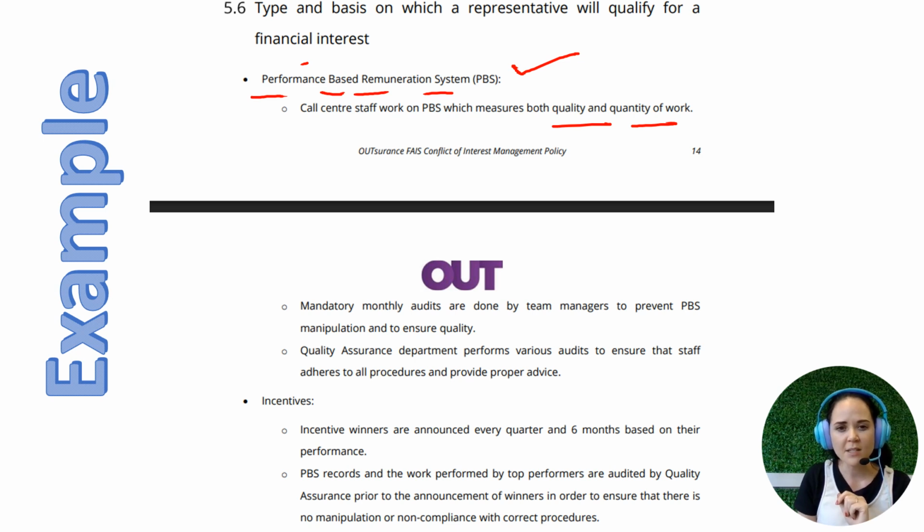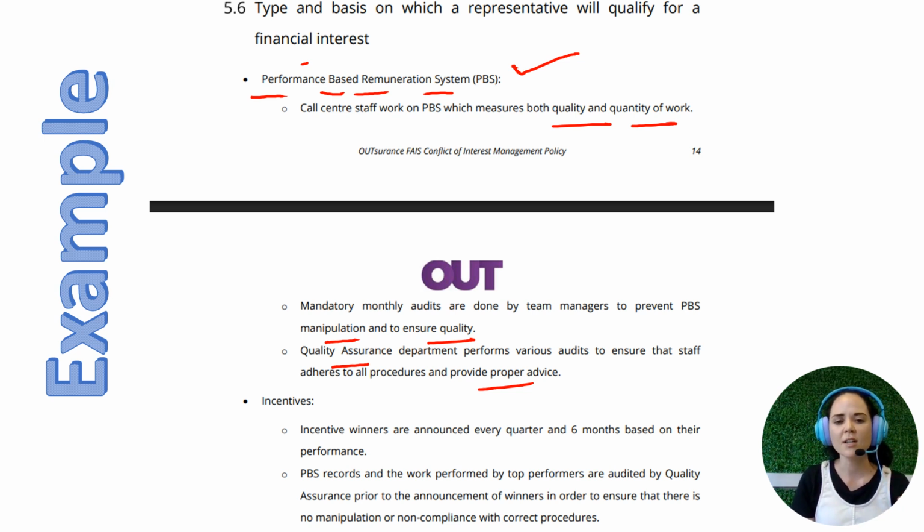Then it says mandatory monthly audits are done by team managers to prevent this performance-based structure from manipulation and to ensure quality. The quality assurance department will perform various audits to ensure that staff adheres to all the procedures and provide proper advice. So they're telling us this is the conflict of interest that exists and this is how we are managing it. This is how we're making sure that our representatives are still acting in your best interest.